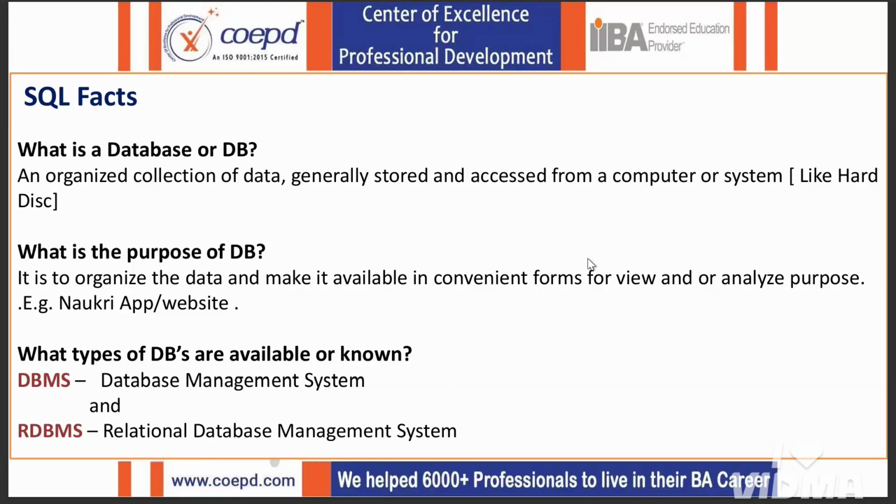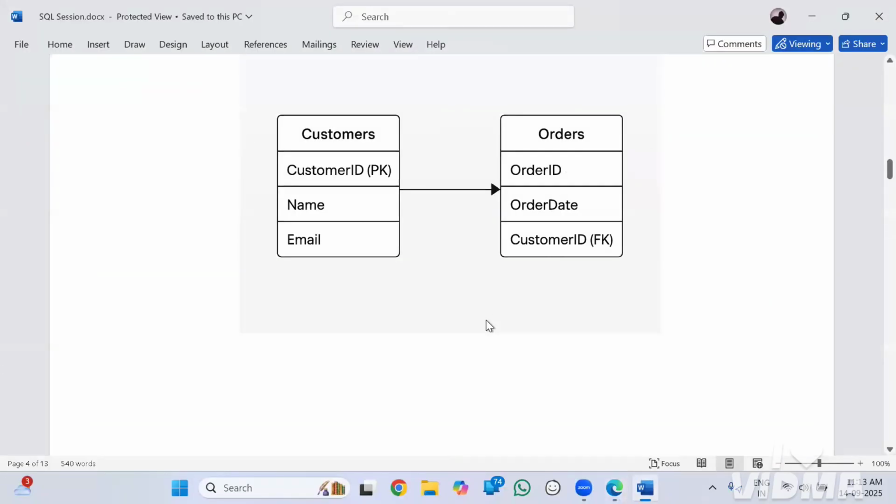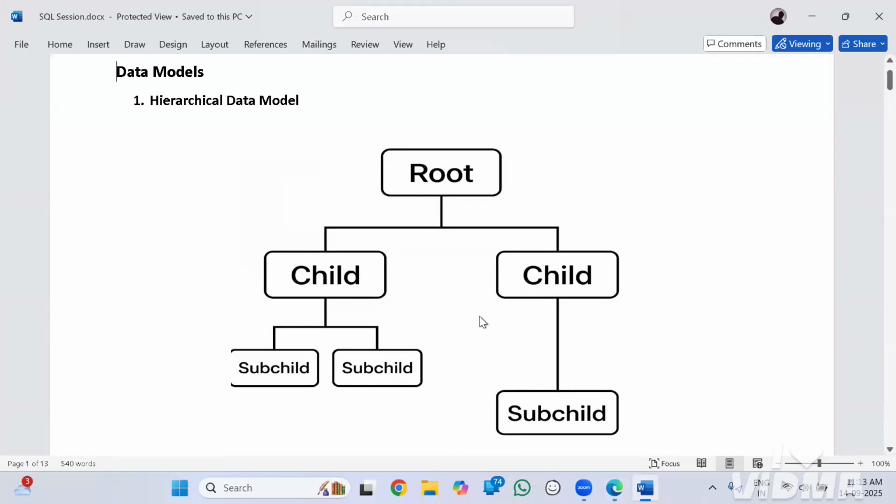So let me give you clarity on this. Data models are of four types. First one is the hierarchical data model, where data is organized in a tree-like structure format. Here you can see the image like root, child, and for the child again we have the subchild like that. So it ensures the parent-child relationship between the data. This is our hierarchical model.